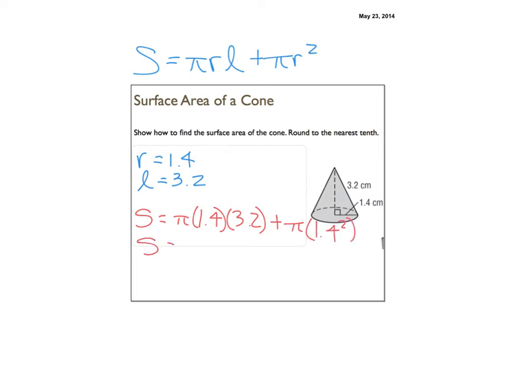Now I'm going to multiply this out. So 1.4 times 3.2 will give me 4.48 pi, plus 1.4 squared will give me 1.96 pi. To get my exact answer, I'm going to add these together. I'm going to get 6.44 pi. And then to get my rounded answer, I'll multiply that through. So I'm going to get 20.2.